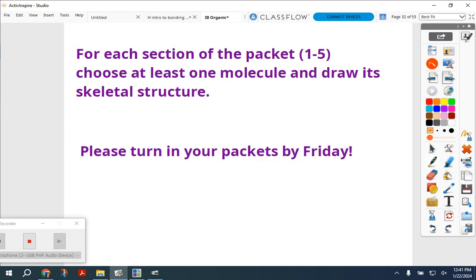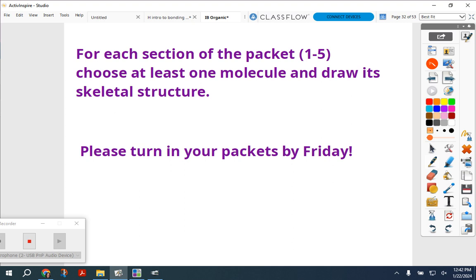All right, so the last thing I want you to do with that packet, there are 5 sections. For each section, I want you to pick at least 1 molecule. You don't have to do more than 1, but if you want to, you can. And draw the skeletal structure for that molecule. Okay? And I'm going to, again, ask you to turn that in on Friday, including the skeletal structures. Okay?